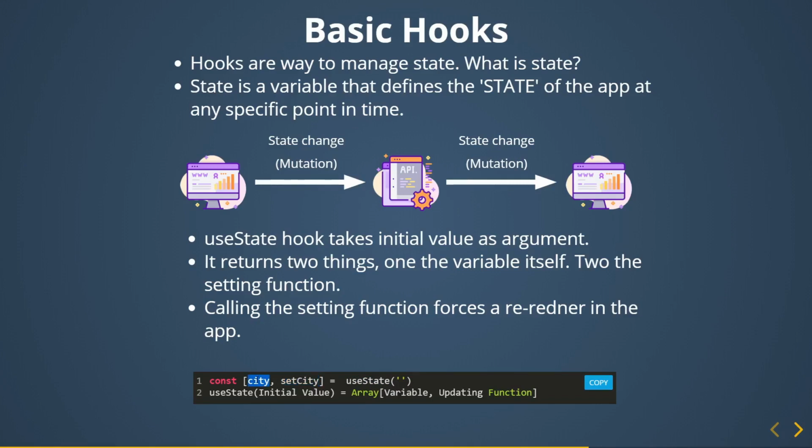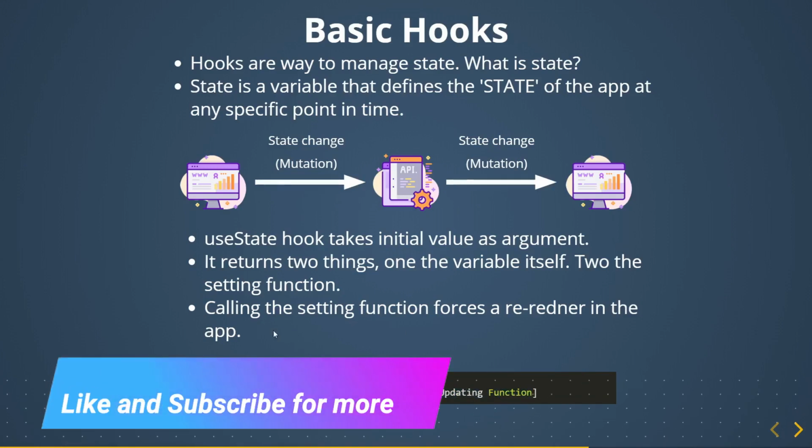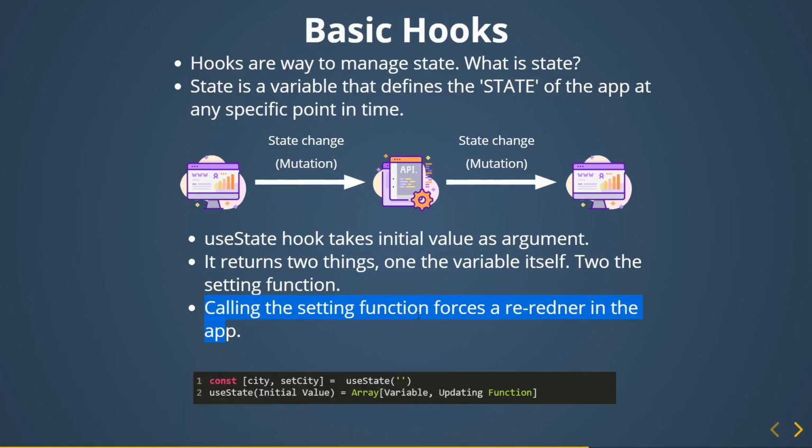So as I've written it here, useState will take an initial value, and it will return an array. Inside the array, there is a variable, and there is an updating function. And whenever you call that updating function in your app, that will make a re-render in the app. And this is the most basic way of handling state in React, using the useState hook.